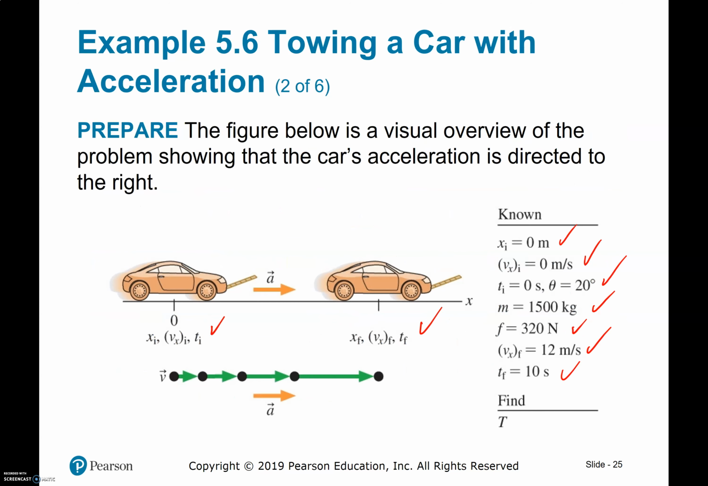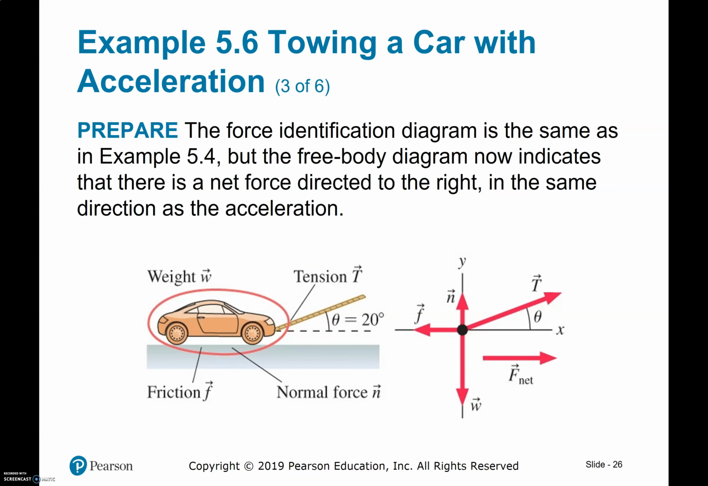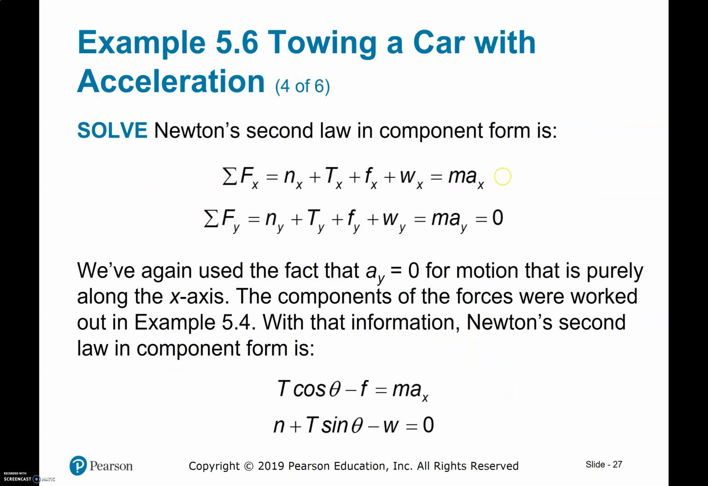So this is our nice picture, the free body diagram. Now we have tension, the normal force, the weight, and the friction. Notice the normal force is less than the weight, so they don't cancel completely, but there is this component of the tension that is helping the normal force cancel the weight. Now we go ahead and write Newton's equations. We have two equations, x and y. We can simplify them.